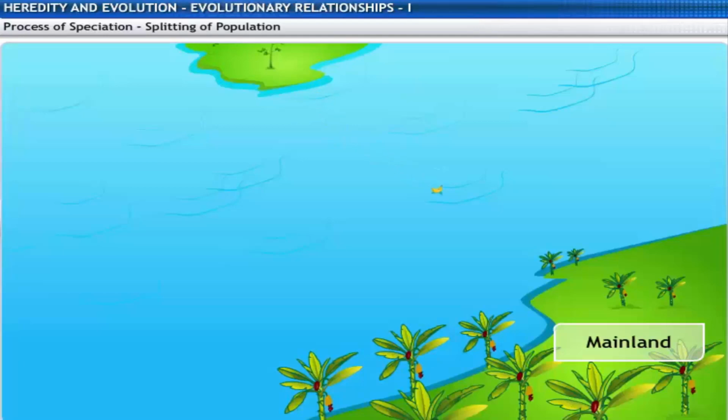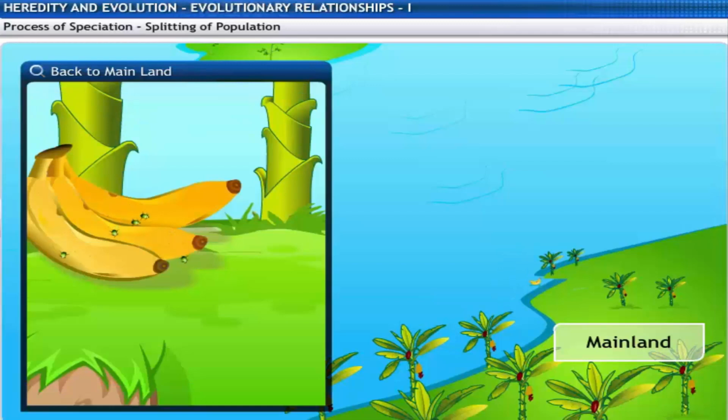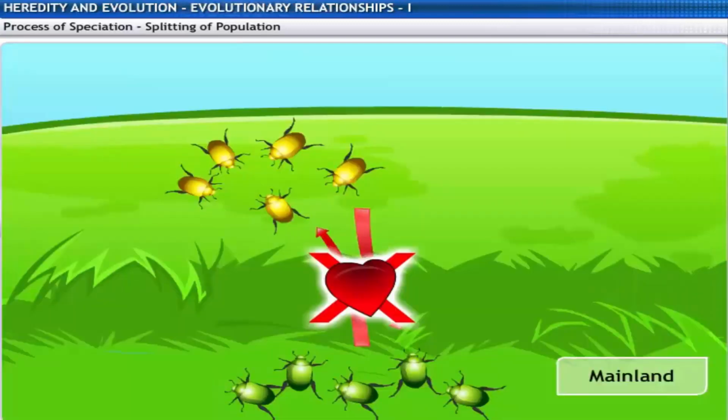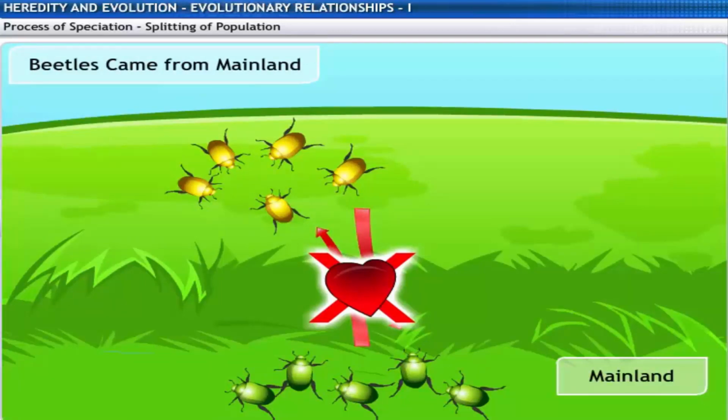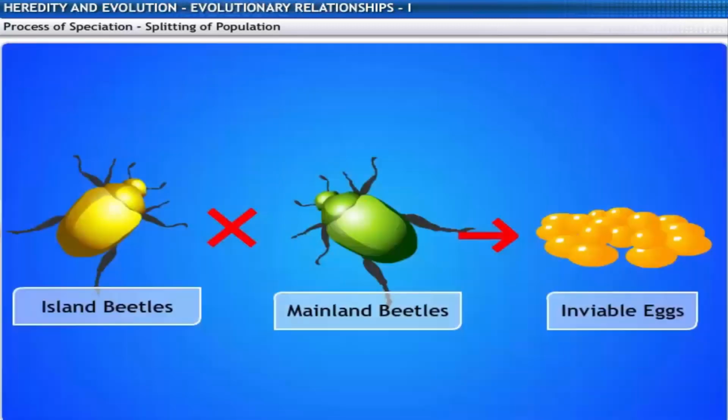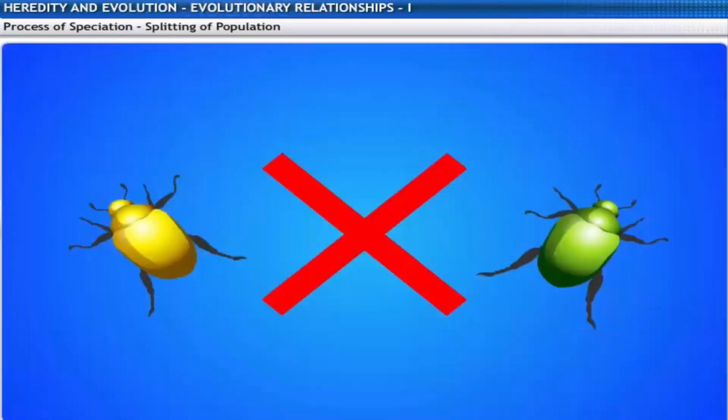In case another storm occurs, the beetles from the island may get washed back to the mainland. However, the beetles will not breed with the mainland beetles any longer, since they've evolved different behavioral characteristics by now. The few that do mate with the mainland beetles produce inviable eggs because of the genetic differences between the two populations. The lineage has split now. Genes cannot flow between the populations anymore.